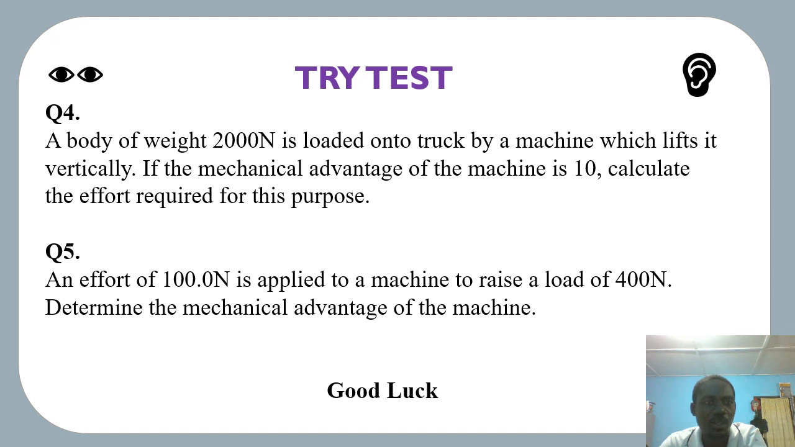Question 4. A body of weight 200 Newton is loaded onto a truck by a machine which lifts it vertically. If the mechanical advantage of the machine is 10, calculate the effort required for this purpose. Question 5, which is last. An effort of 100.0 Newton is applied to a machine to raise a load of 400 Newton. Determine the mechanical advantage of the machine.